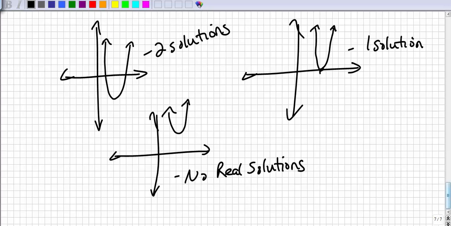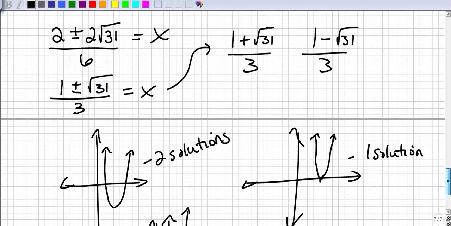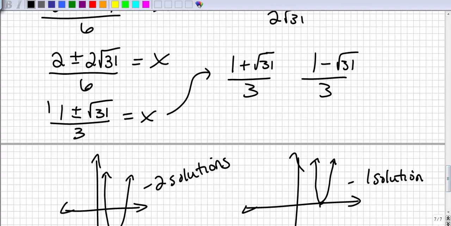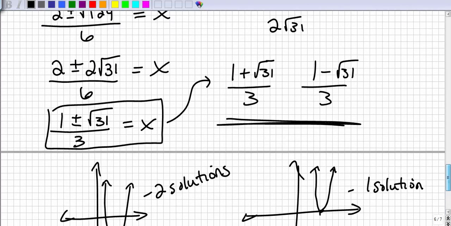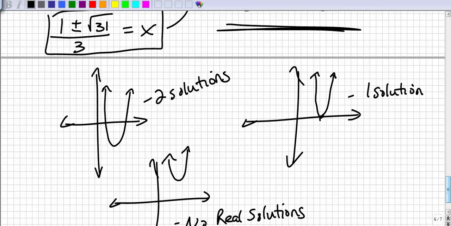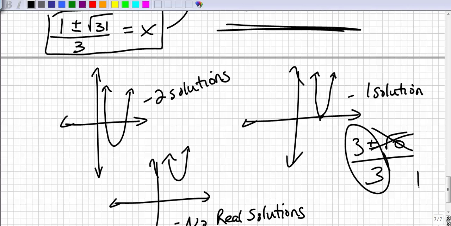And so what would this look like in the quadratic formula? The 2 solutions, obviously, is the example that we got here. Okay, these are your 2 solutions. Those are irrational numbers. All that means is your graph crosses the x-axis at irrational numbers. So if we had 1 solution, what would happen is inside the square root, you would get a 0. So you would have something like 3 plus or minus the square root of 0 all over 3, for example. And since the square root of 0 is 0, you're just left with 1 number, which would be 1 in this case. So 1 solution is when the inside of the square root equals 0.